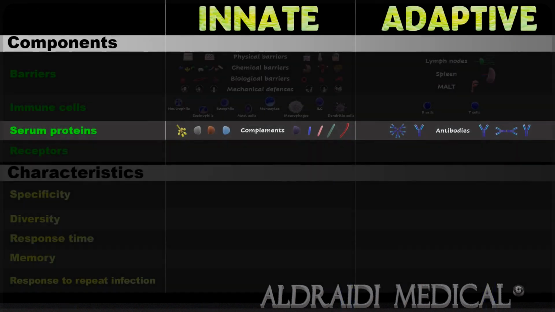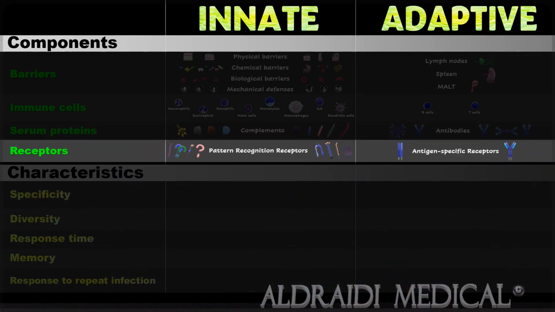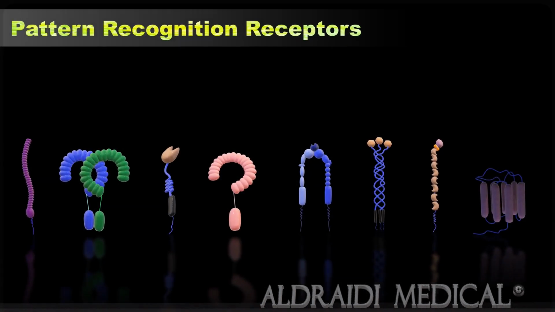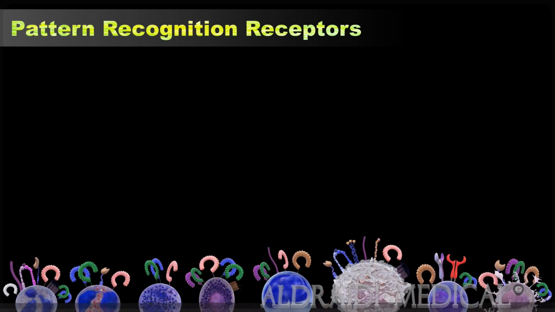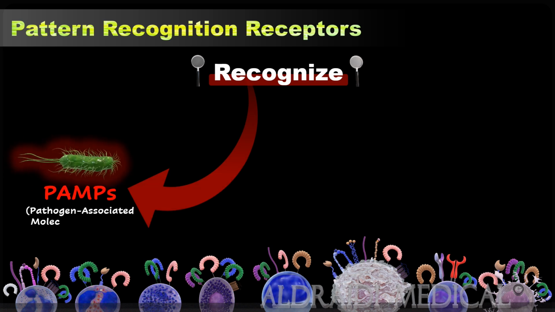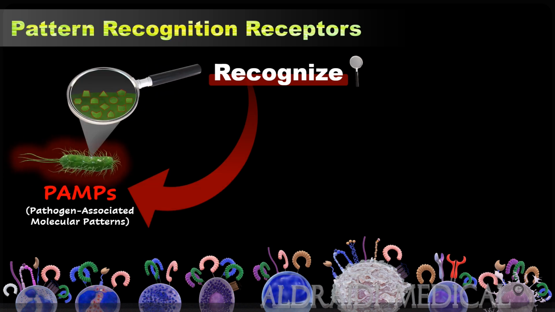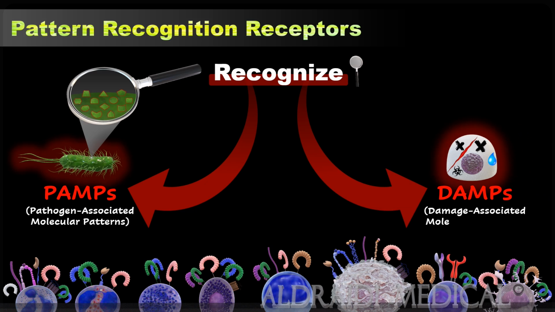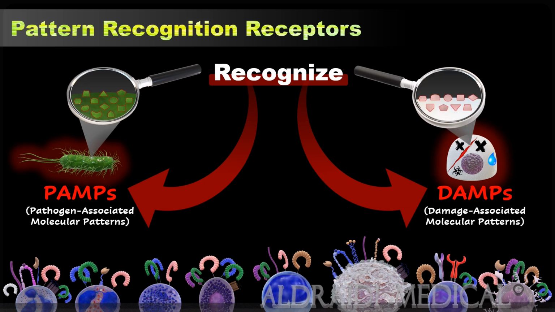The final component is the receptors. Receptors of the innate immune system are referred to as pattern recognition receptors. These receptors are expressed by our innate immune cells and enable them to recognize certain patterns unique to some pathogens and dying cells. Pattern recognition receptors can recognize pathogen-associated molecular patterns, which are molecules that are shared by pathogens of the same type, and can recognize damage-associated molecular patterns, which are released from damaged, distressed, or dying host cells.